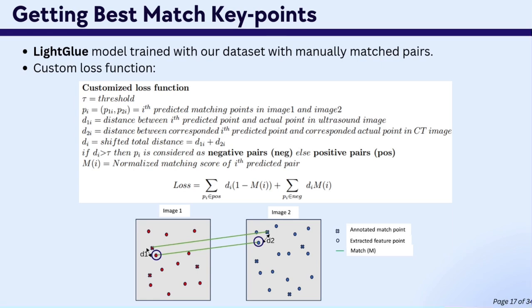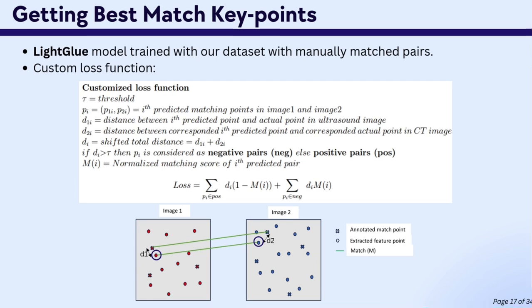The distance between the predicted feature points in the ultrasound image and their corresponding actual points is computed. Then this distance is augmented by the distance between the corresponding matching points in the CT image. Then, predicted pairs are classified as positive and negative based on the calculated distance. If the distance is less than the threshold value, we consider it a positive pair, else a negative pair.